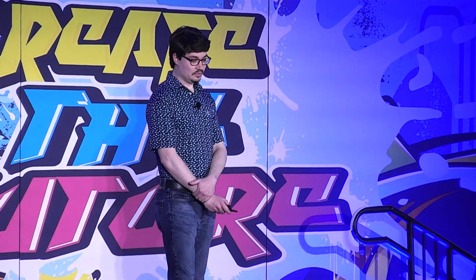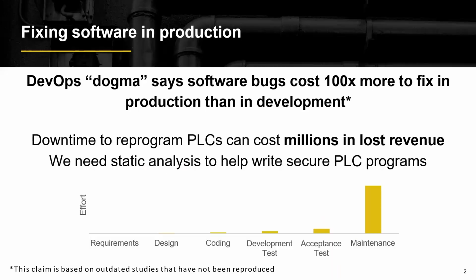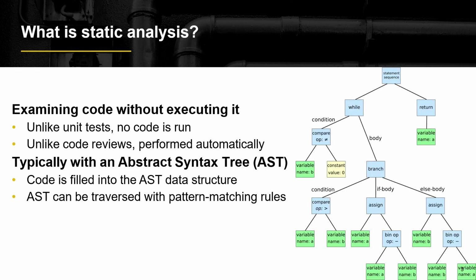So as cybersecurity professionals, we should be looking to avail ourselves of whatever tools we can to help us find bugs, and particularly to find insecure PLC coding as early as possible in the development process, as far left as we can find them in this graph, as far away from maintenance as possible. And one set of tools that I think is useful for that is static analysis tools.